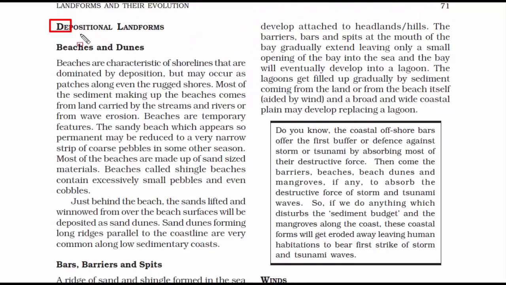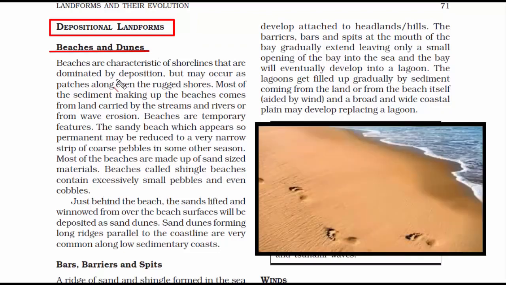Now we will read about some depositional landforms that exist due to waves and currents. In this category we have beaches and dunes. First, let's talk about beach. On a beach you will find sand. So that itself is a proof that beaches are depositional landforms.